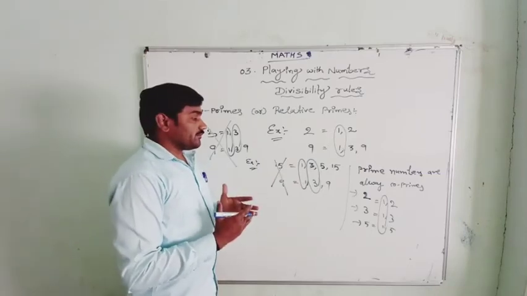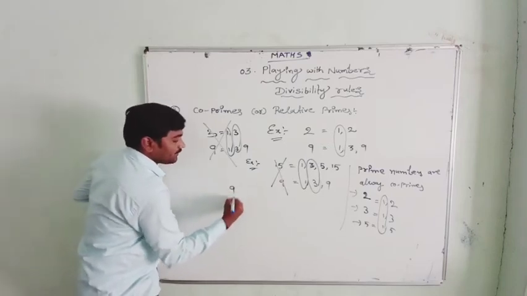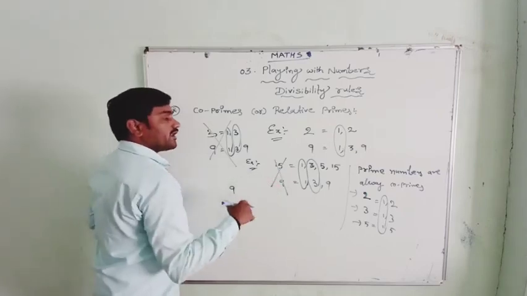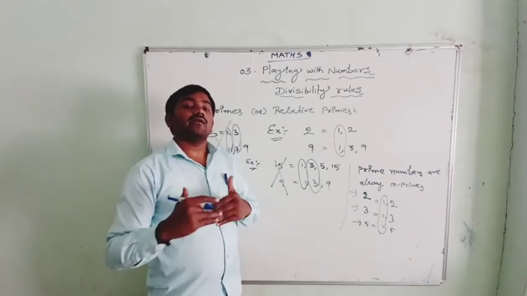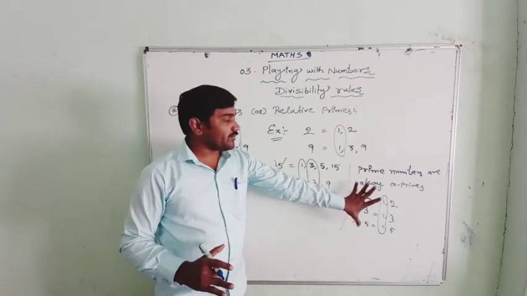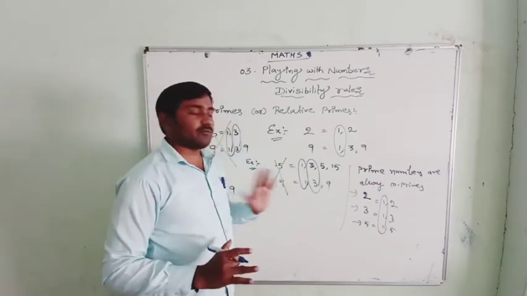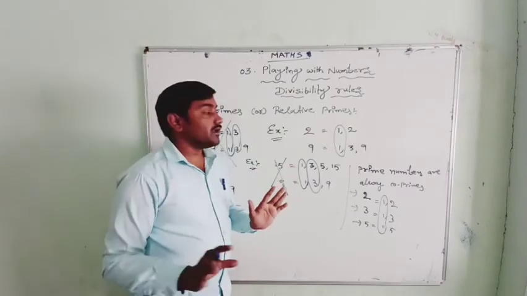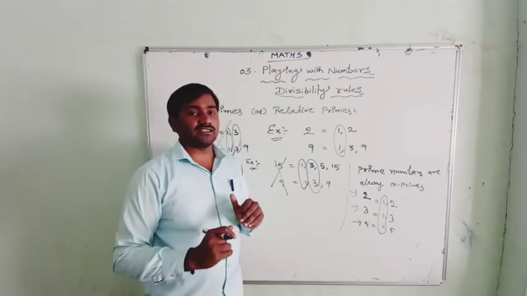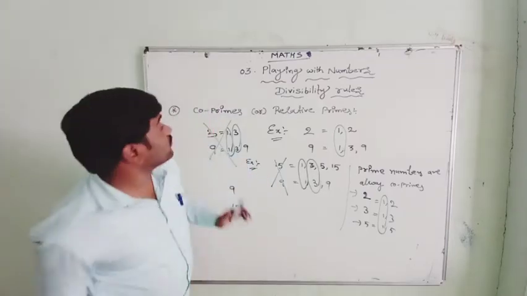If you get two composite numbers, suppose 9 and 15, these two composite numbers may not always be co-friends. If you get two prime numbers, they are always co-friends. If you get one prime number and one composite number, you need to check by finding the factors. If only 1 is a common factor, then they are co-friends, or else they are not co-friends. So I hope you understand this.